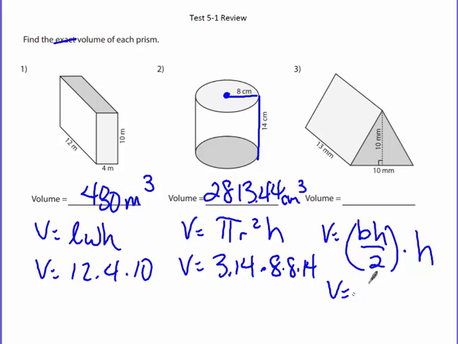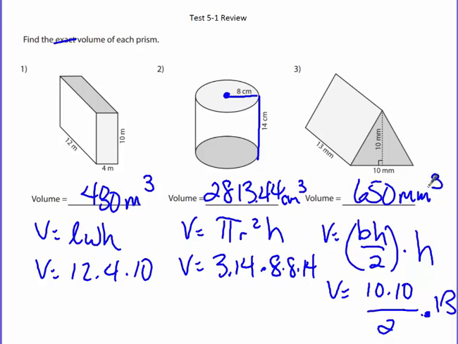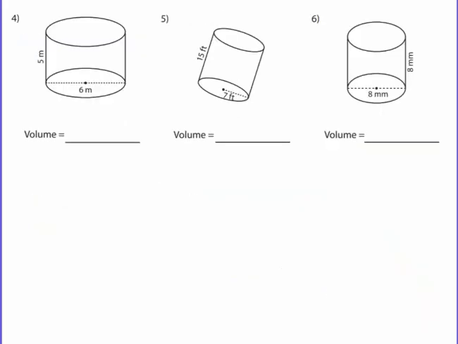So if we look at this triangle, we have 10 times 10 divided by 2 times our h, which is 13. So it's just 10 times 10 times 13, divided by 2, and you get a volume of 650 millimeters cubed. So that's our first 3 problems. Let's keep going. Okay, number 4.